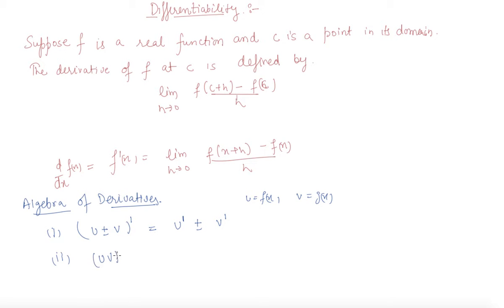The second rule is (uv) dash. The derivative of the product of two functions is the derivative of the first function times the second as it is, plus the first as it is times the derivative of the second function. The third one is the (u by v) dash formula, which is u dash v minus u v dash, upon v square.